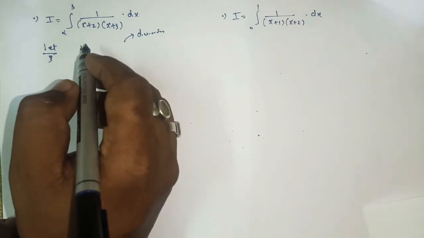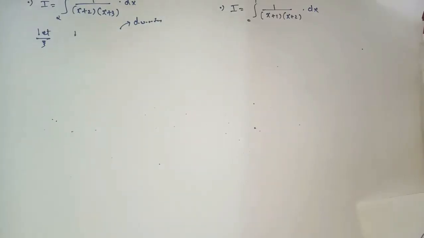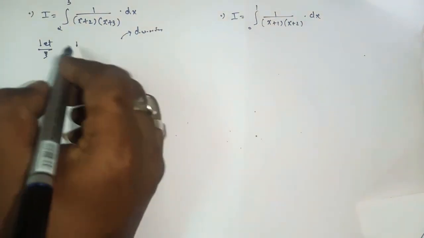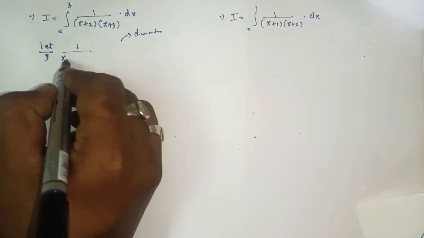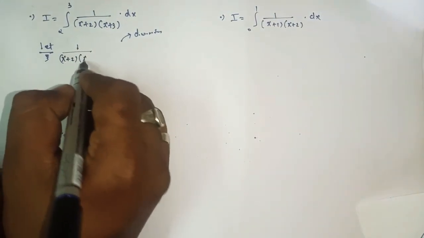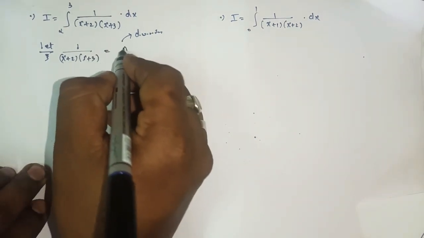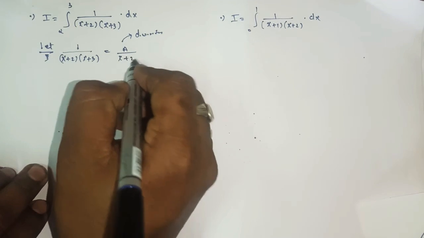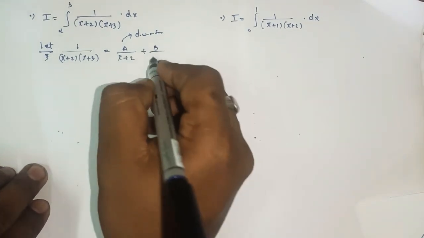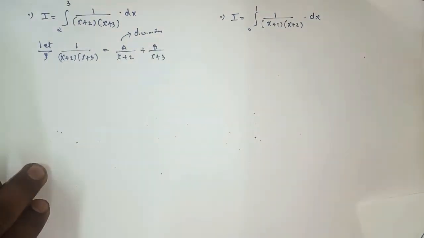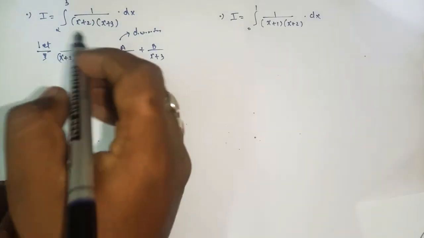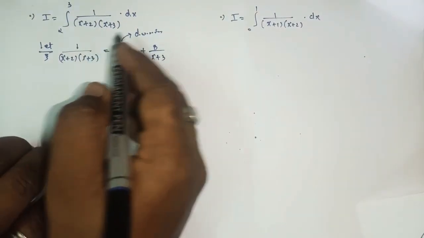Okay, so here 1 upon (x plus 2)(x plus 3) can be written as a upon x plus 2 plus b upon x plus 3. Okay, if you want you can solve this sum by using this method also.